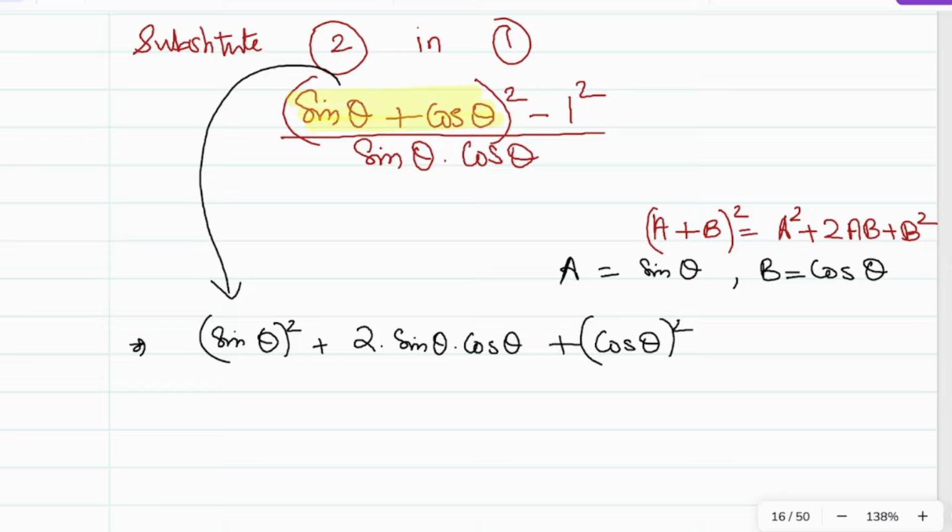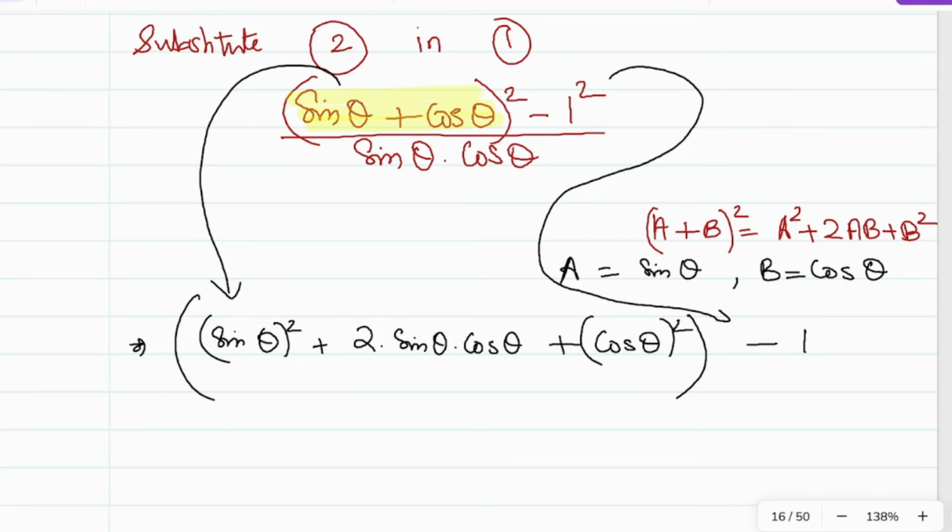Now what can I do? I need to write this part, right? So what is 1 square? 1 square is 1 itself. So this much I will put inside a single bracket, and this part I will write as minus 1, the whole divided by sin theta cos theta. Clear?